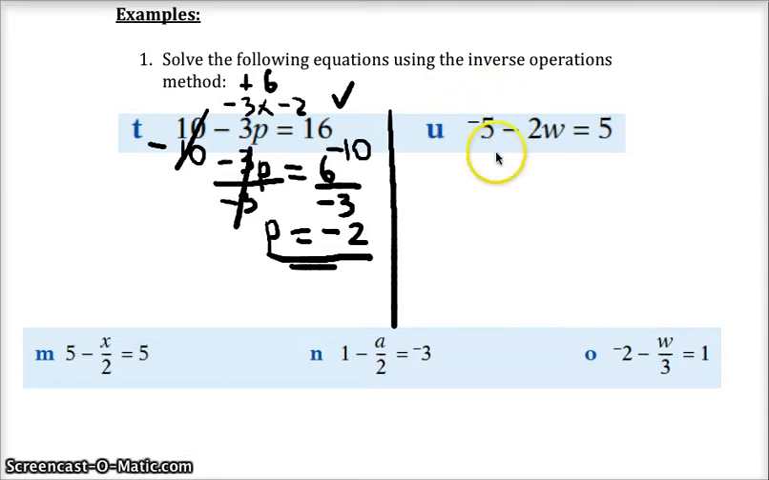Let's try this time. This time I've got negative 5 minus 2w equals positive 5. I want to try and get at least this minus 2w by itself. And you'll notice that I'm taking the term in front of it.